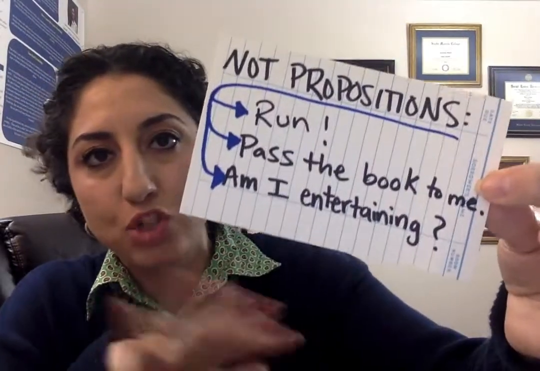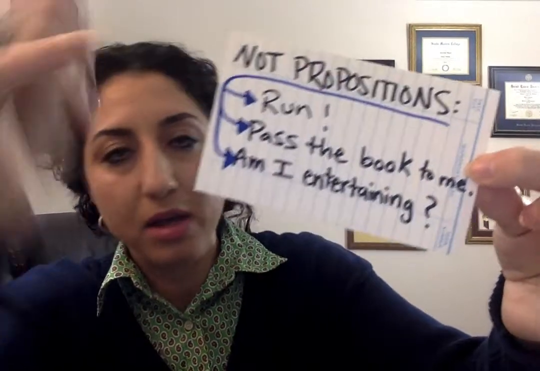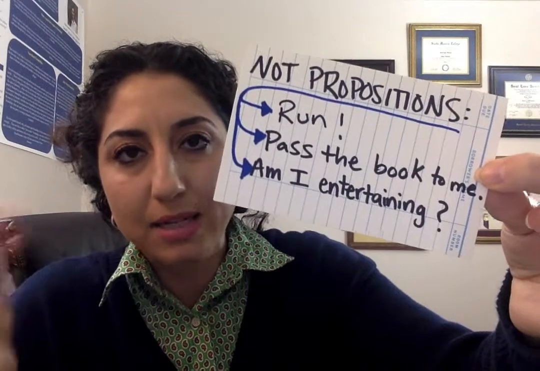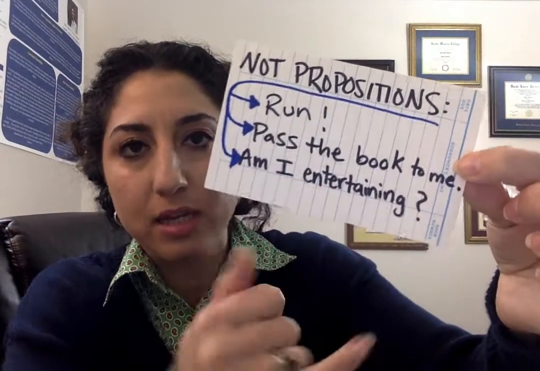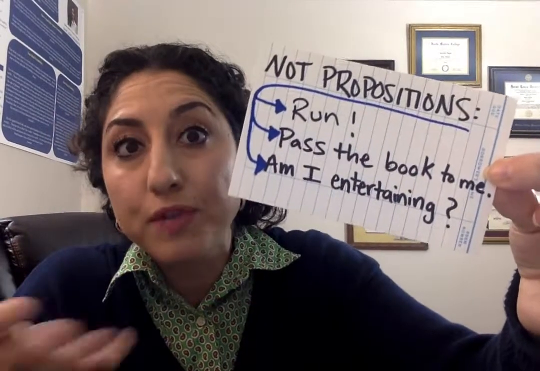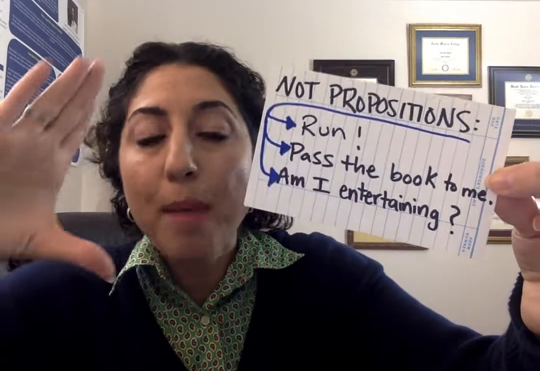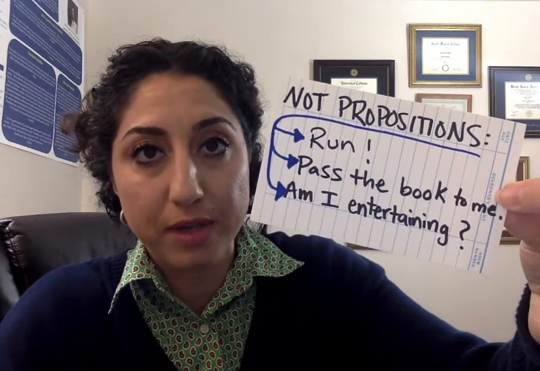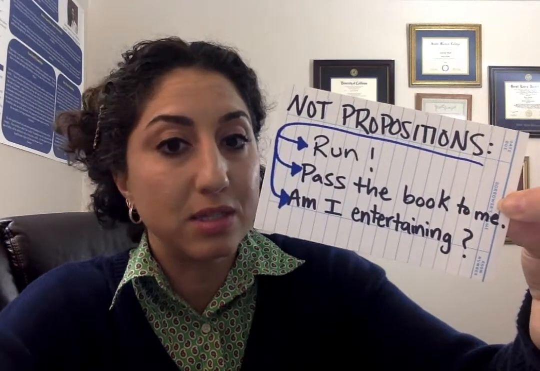Maybe it's just a statement. Like here's not propositions. They don't have truth values. Run doesn't have a truth value. It's not true or false. So it's not true and it's not false. Am I entertaining? Not a truth value. There's no truth value. It's not true. It's not false. Propositions can be true or false, and they all have a truth value. If it doesn't have a truth value, it's not a proposition.